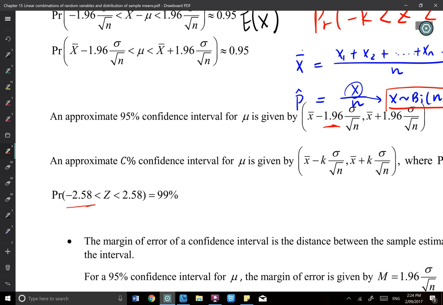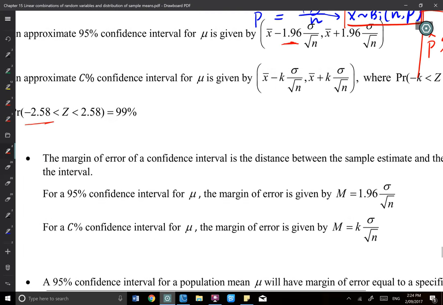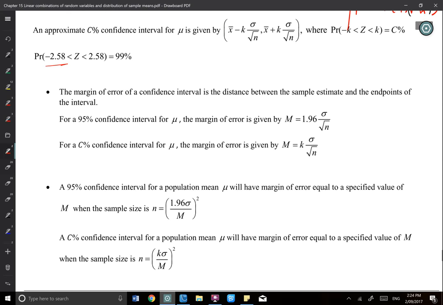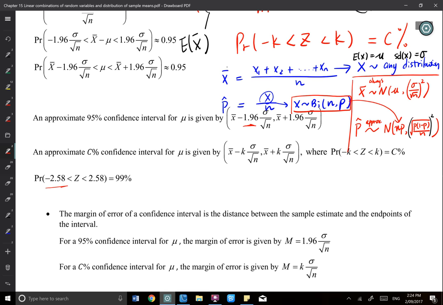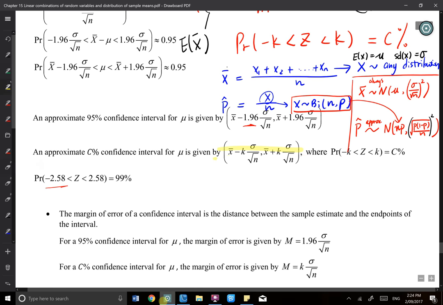You can have 90% as well. 90, 95, 99, normally those three. Okay, so at least everything here. That's the formula you need to remember. And it is x bar plus or minus k times the standard deviation.